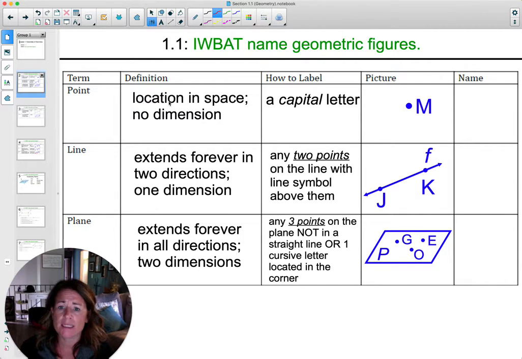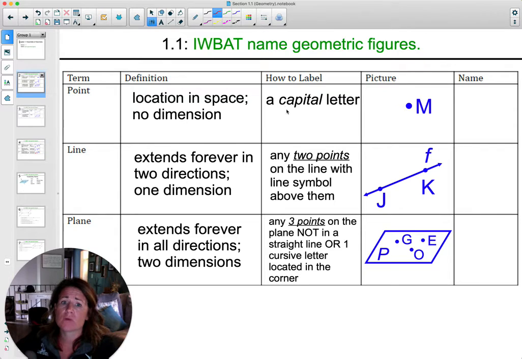So a point is just a location in space. It doesn't have dimension, meaning it doesn't have size. So you're not going to be doing area or measuring it or anything like that. It's basically just you point something out, like there it is on a map, but it's not actually sizable. We label it with a capital letter.